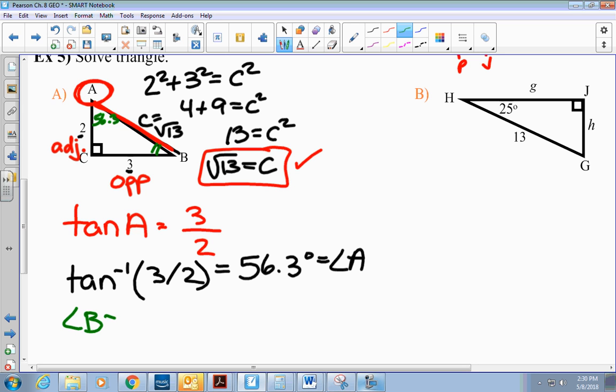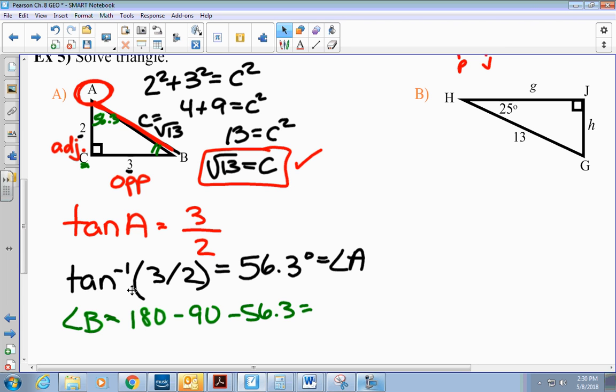So angle B is equal to 180 minus the 90 degrees from angle C minus the 56.3 from angle A. So angle B is what's left after we subtract out angle C and angle A.